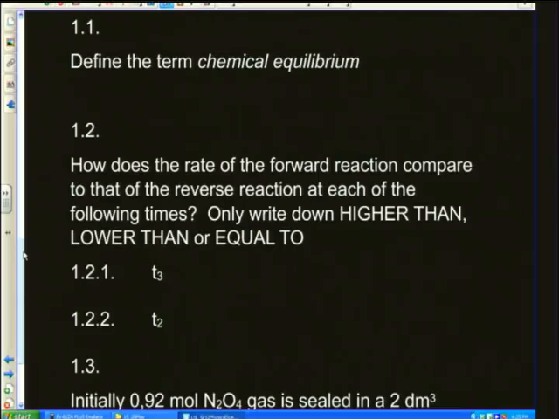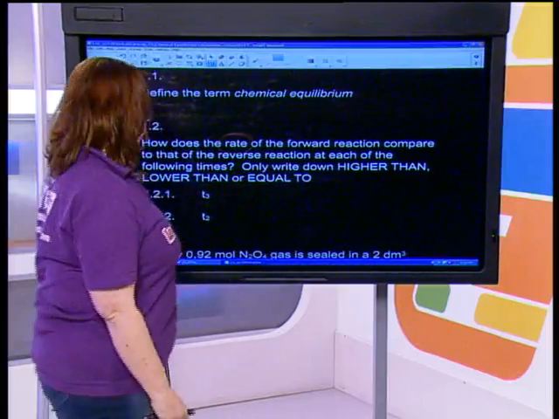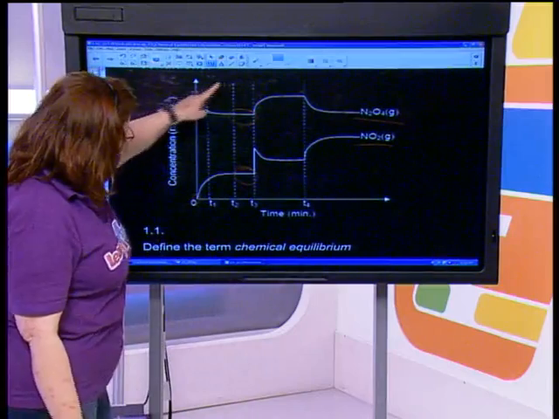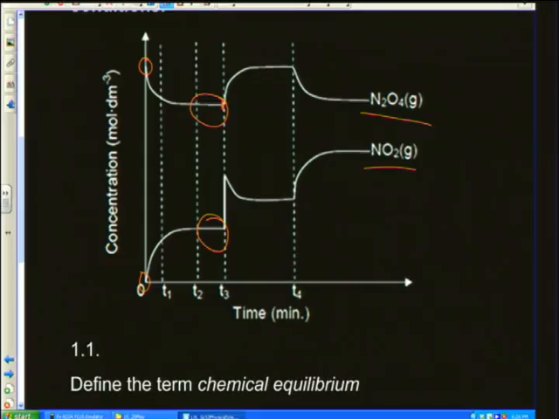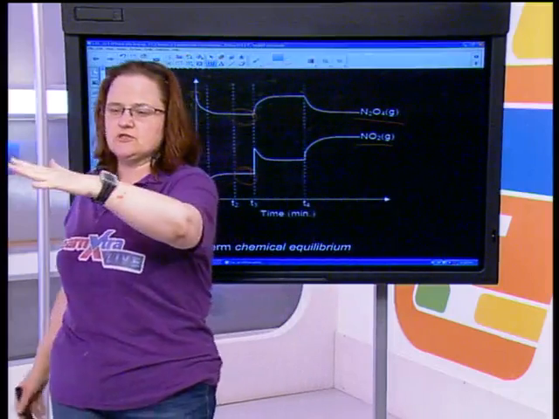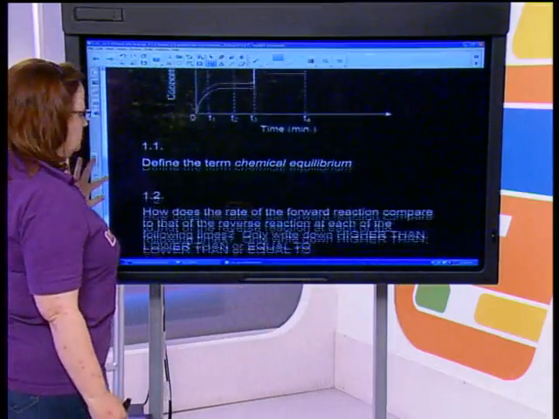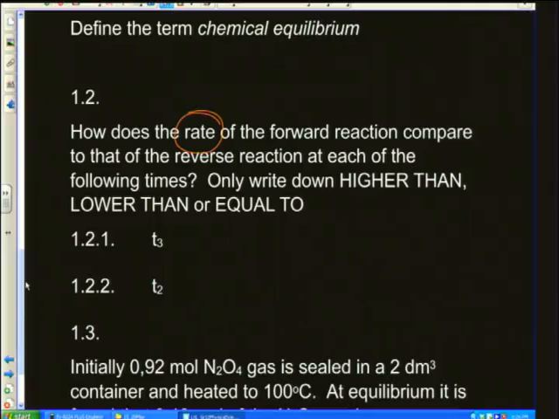Now they say to you, how does the rate of the forward reaction compare to that of the reverse reaction? So now they're asking you about rate at each of the following times, only higher than, lower than, or equal to. And it's the forward reaction compared to the reverse reaction. So what I'm asking is, is the forward reaction higher than the reverse reaction, lower, or equal to the rate? The first one is at T3. Now, if we look at T3, I know we make a change at this point, but up to T3, the part that I've circled, the graph was parallel, the concentrations are remaining constant, which means that their rates are equal. So the rates are equal at T3.